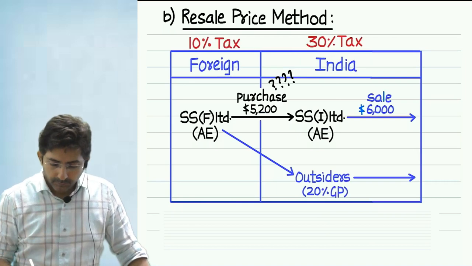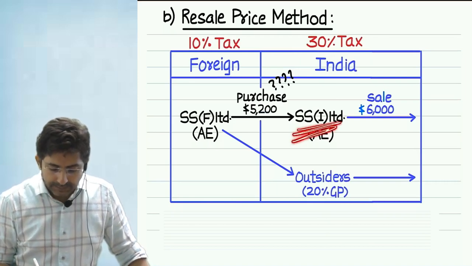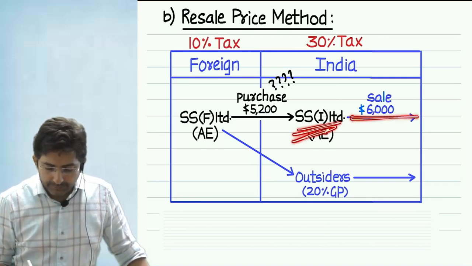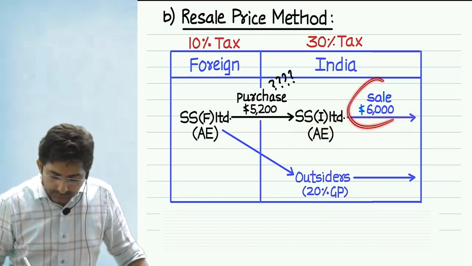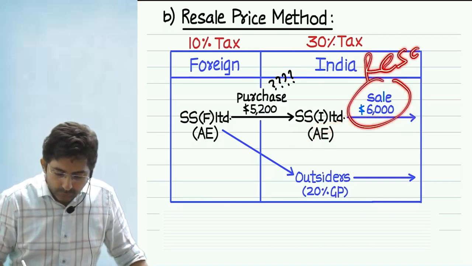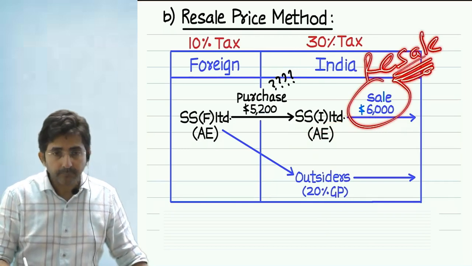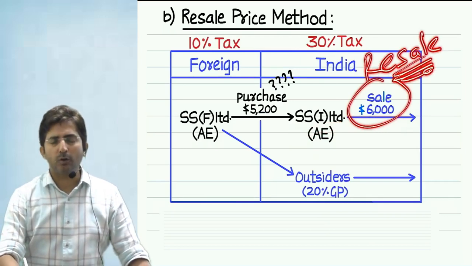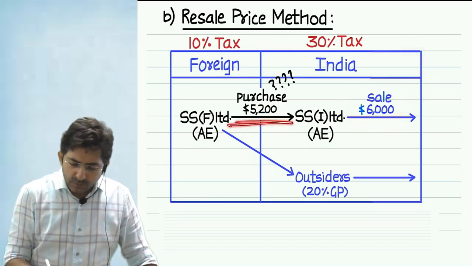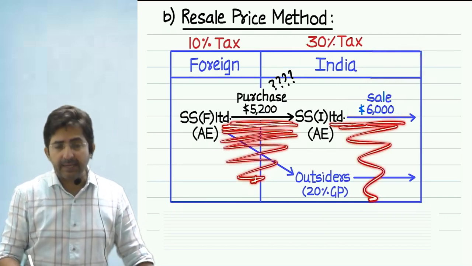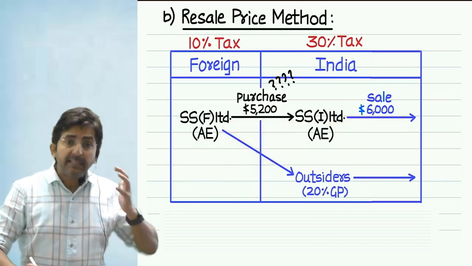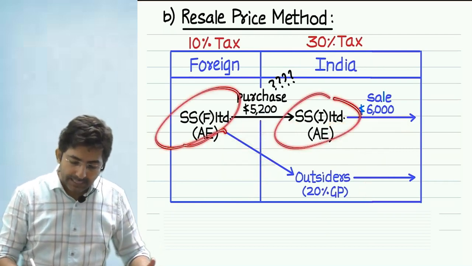Look, Samsung India sells the same product in Indian market at $6,000. You know, this thing is actually resale. Why it is called resale? This was the first sale. This is the resale. So the main sale is between Samsung Korea and Samsung India.